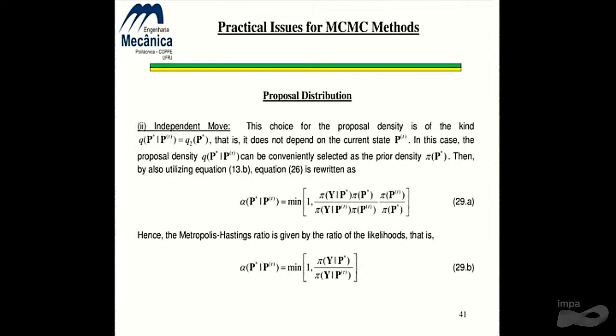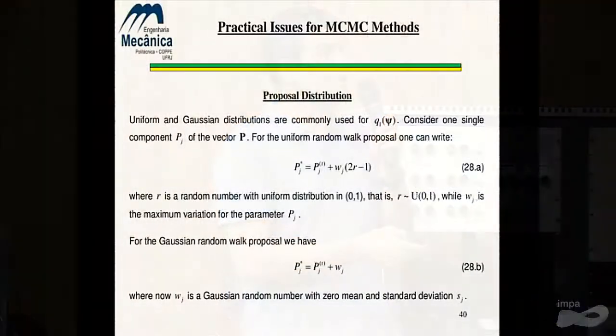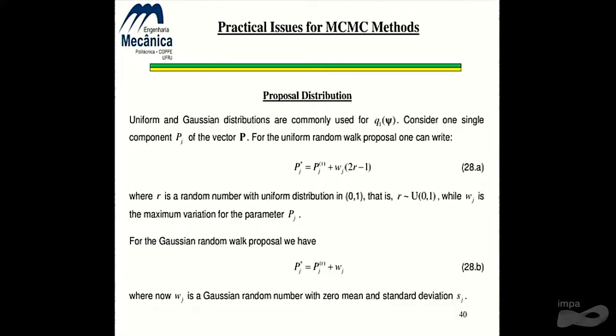Independent moves can be very nice if you have a very informative prior, in other words, a prior with a small variance. But if you have a prior with a large variance, this might be a very bad implementation of the algorithm. So it might be easier for you to implement the algorithm with a random walk proposal. And I like these Gaussian random walks.